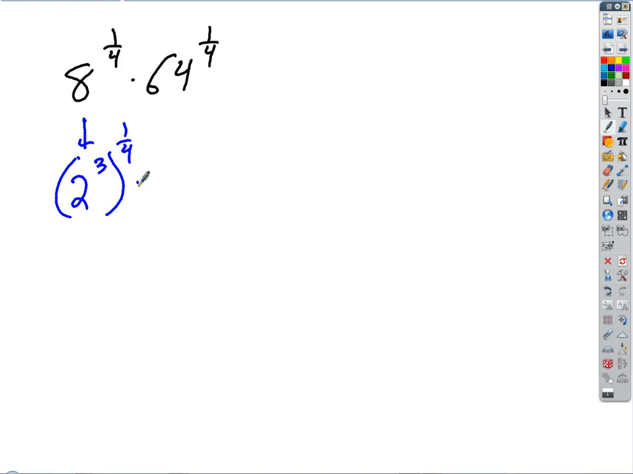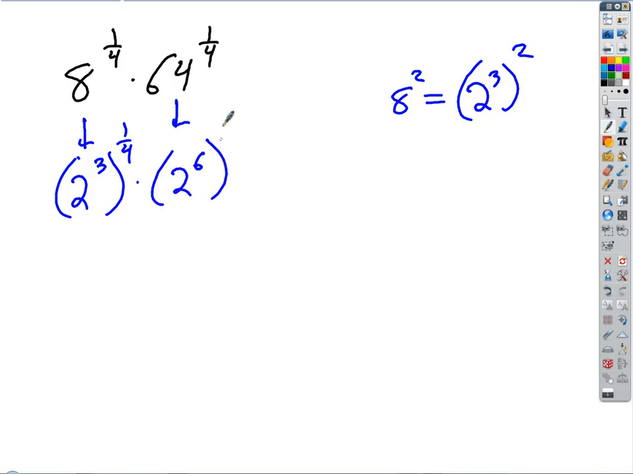Now what about 64? 64 is 8 squared, right? So if 64 is equal to 8 squared, and 8 is 2 cubed, we just found that out, so 8 squared equals 2 cubed squared, right? Well, that's 2 to what power? The 6. So 64 reduces to 2 to the 6th to the 1/4, right?